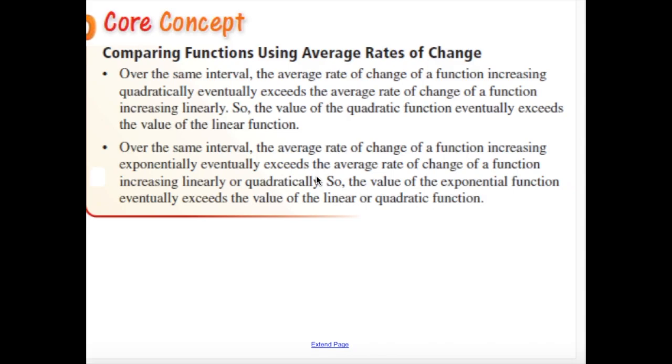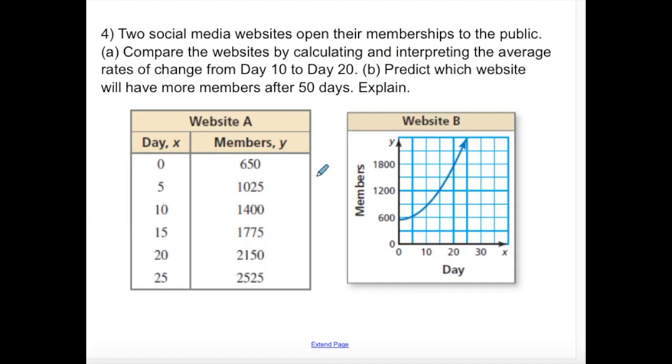Hi guys, so in this lesson you're going to be comparing functions using average rate of change, which is also known as your slope. You can pause the video here to read the two bullets, but all that's saying is that your exponential functions are eventually going to exceed your quadratic and linear functions, and then your quadratic functions exceed your linear functions. That's all it's saying.